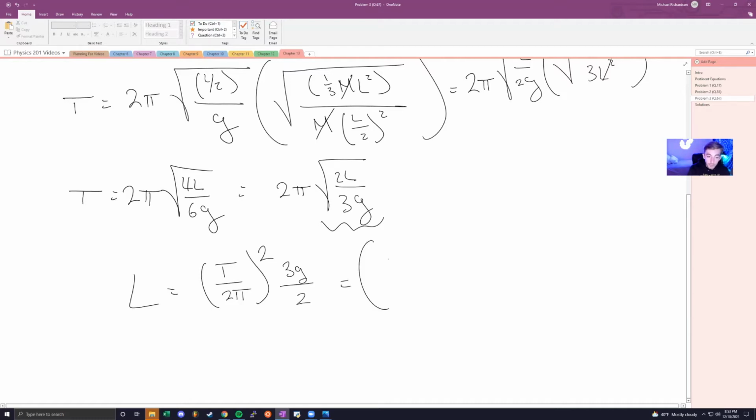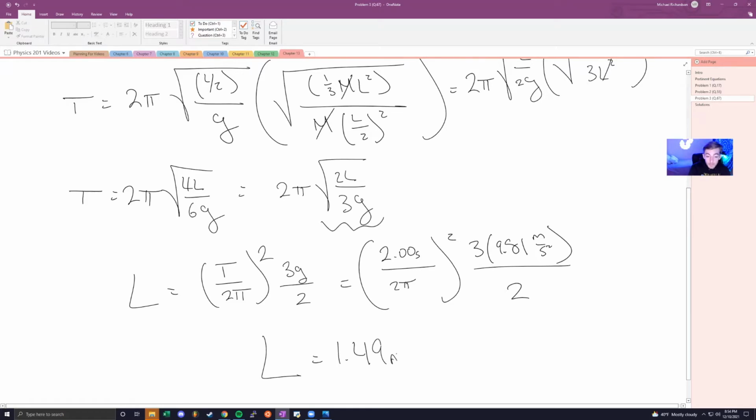And then just plugging in all the values that we have, knowing that the period is going to be 2 seconds. We're going to have to square that. And then we're going to do 3 times our gravity, which is 9.81 meters per second squared, divided by 2. And we get that the length of our physical pendulum would have to be 1.49 meters if our period is 2 seconds.